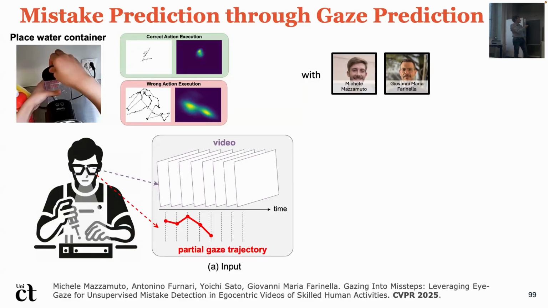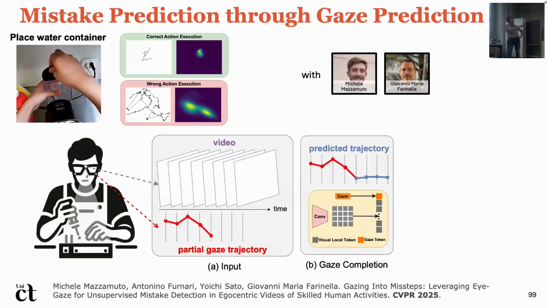So we take as input both the video and the gaze, and then we ask, can we predict the gaze? Can we predict what the person is looking at? And the idea is that if the person is doing something predictable, probably they're not making a mistake. If what they're doing is unpredictable, probably they're making a mistake.